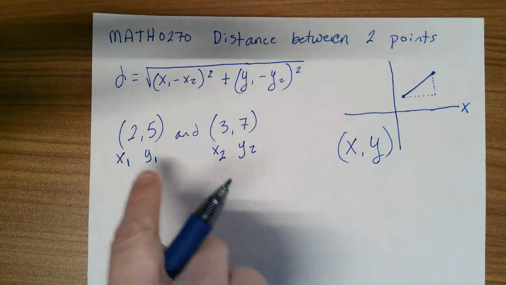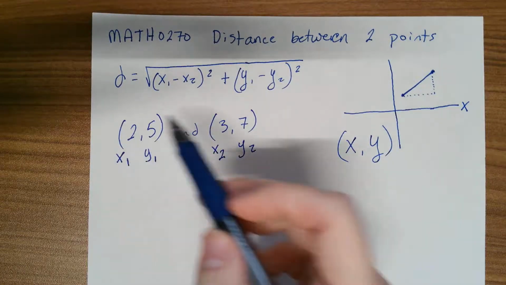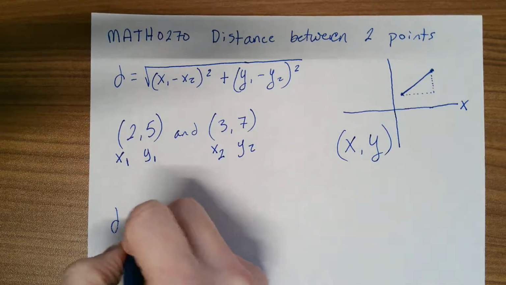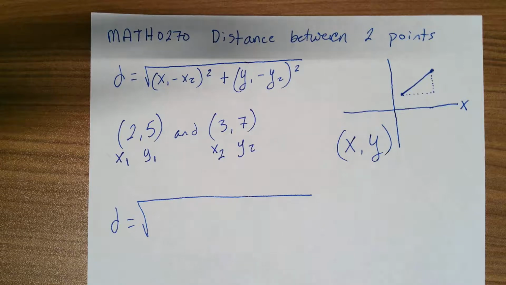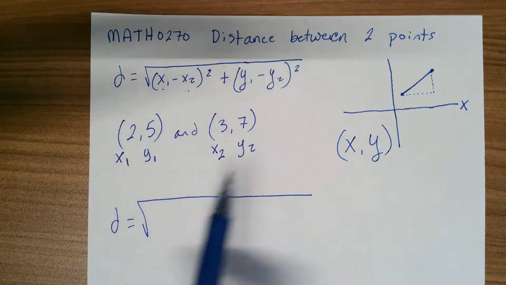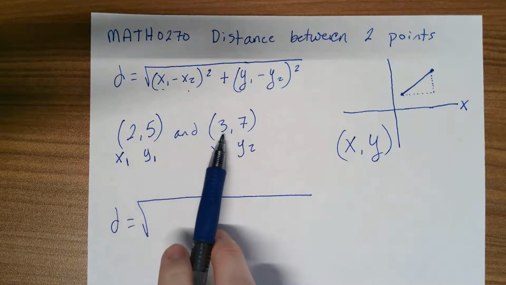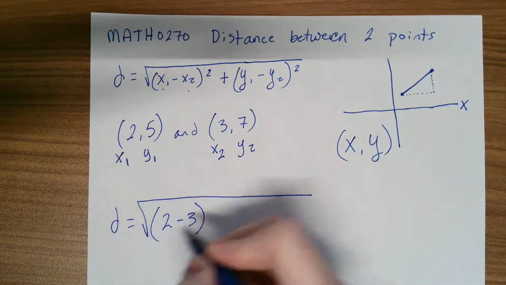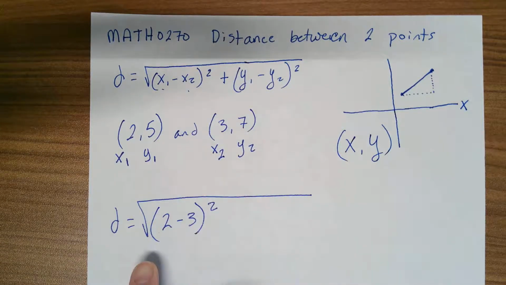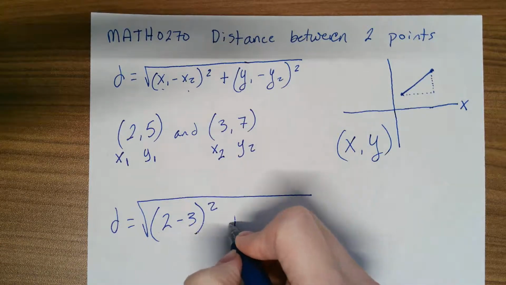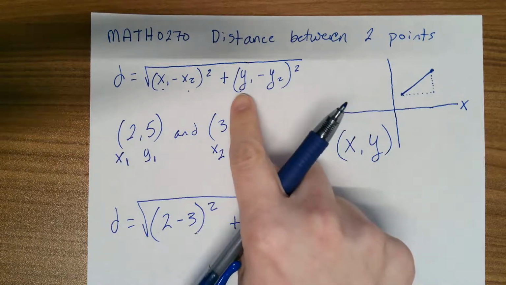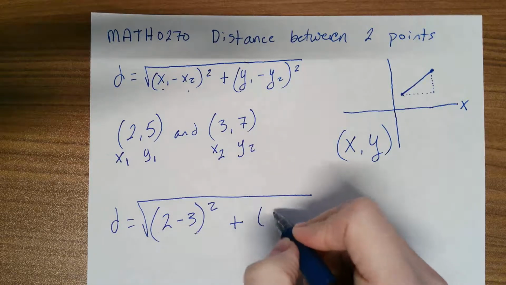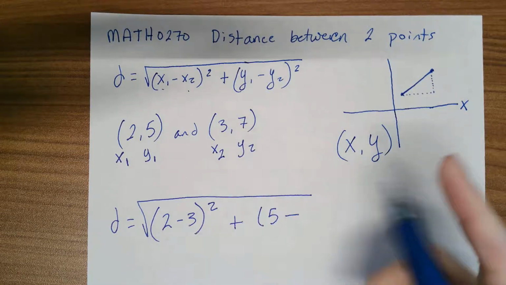So I am literally just going to plug them in. x1, I'll put 2. For x2, I'll put 3. So let's plug these in. I have my distance is equal to the square root of x1 minus x2. So x1 is 2 and x2 is 3, so I'll have 2 minus 3 squared. That's what my formula says to do. And then I have a plus sign. And now the same thing with my y value. So y1 minus y2. So we'll have y1 is 5 minus y2 is 7.